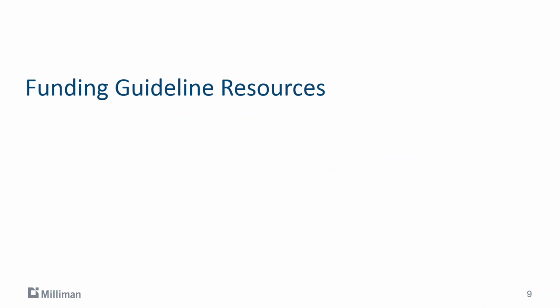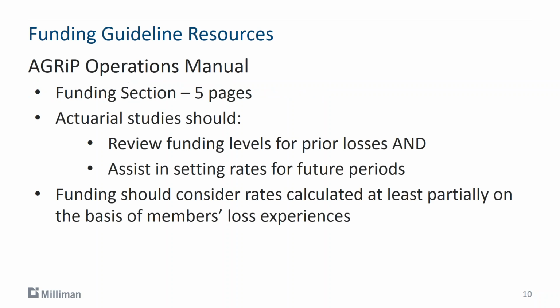Okay. First, when I think about designing an underwriting program or pricing guidelines, I want to look to see what resources we have currently available to us. So I went to the AGRiP operations manual, and there is a funding section within the manual. It's 5 pages long, and it says that actuarial studies should not only help with funding levels or prior reserve liabilities, but really assist in setting rates for future periods.